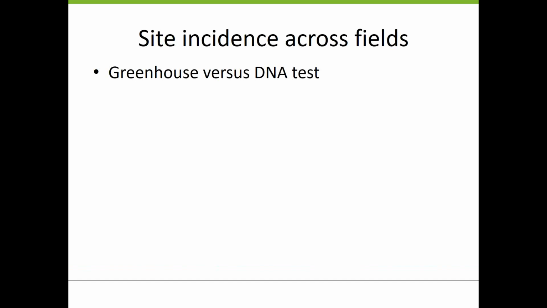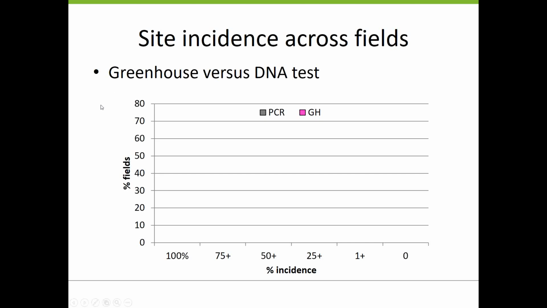So when we try to break down or summarize the results across all 55 fields, what I've done is broken it down for the percent of fields, shown here on the y-axis, and then breaking it down by the percent incidence or percent positive samples within each field. So the categories here were 100%, which would mean all samples tested from that field were positive, and then we have 75 to 99%, 50 to 74, and so on. And then I'm going to show you the results of the PCR compared to the greenhouse test.